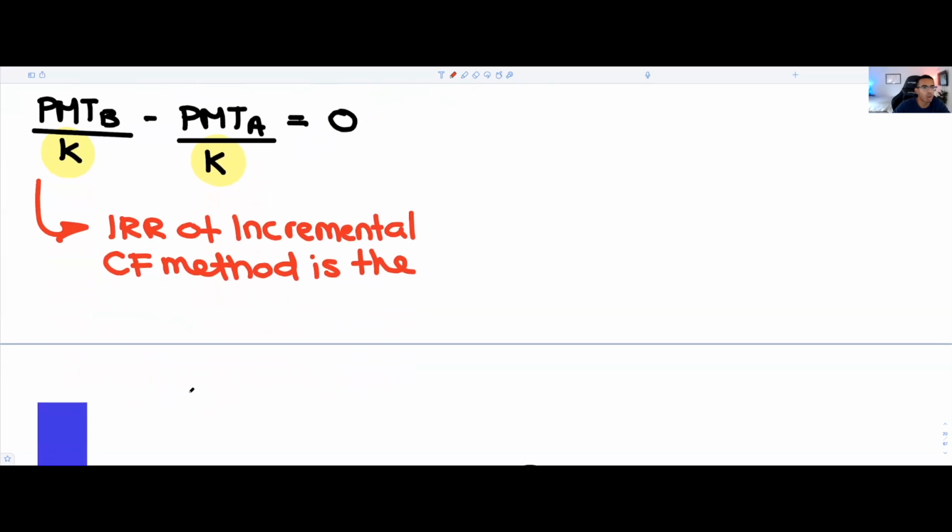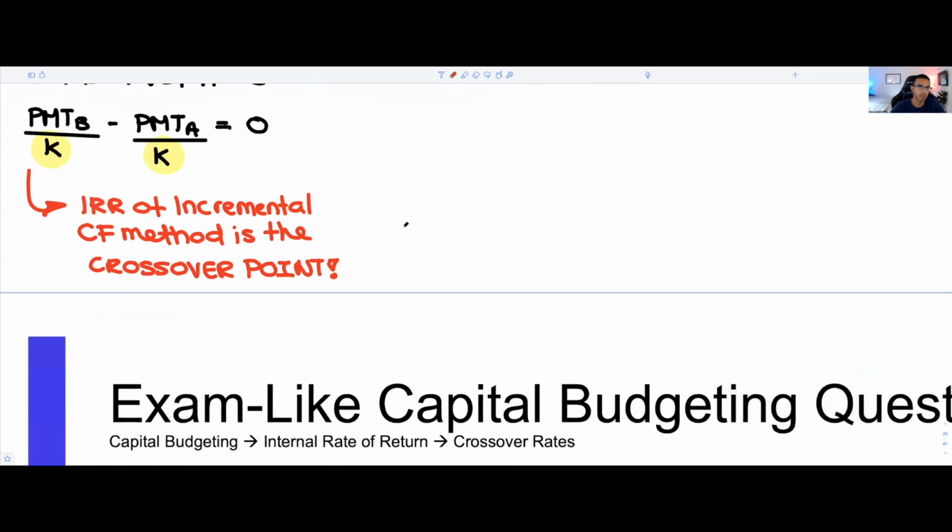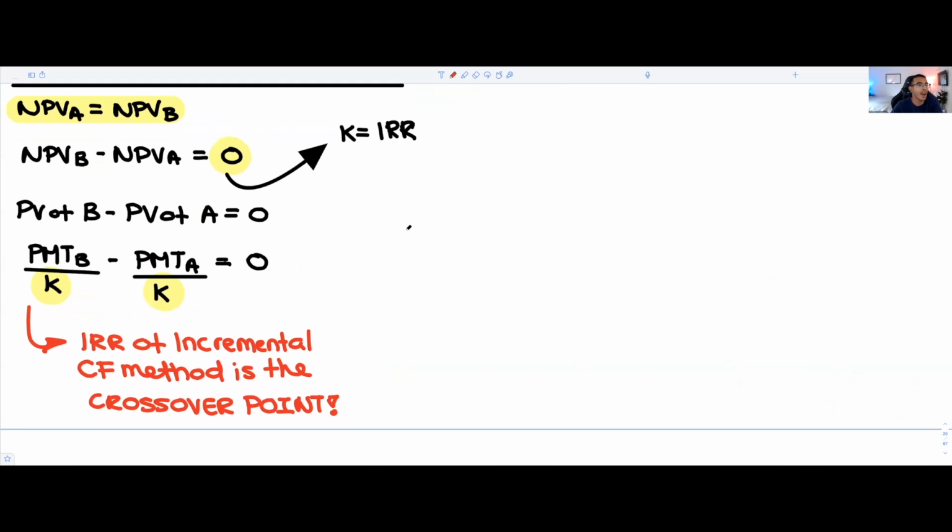The crossover rate, the crossover point, however you want to call it. So that's what this proof really tries to do for you. It tries to let you know that essentially we're simply going to find the IRR of the difference of these two cash flows, and that's going to give us a crossover point because of this simple proof. I hope this helped give you some context.